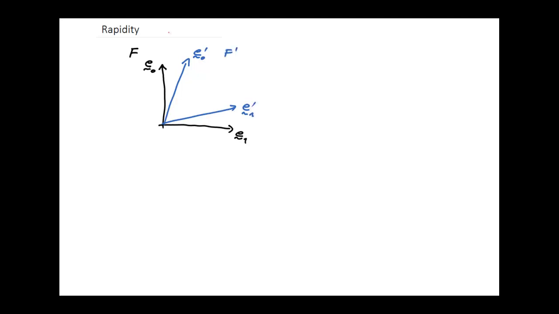Let's now consider an object that is co-moving with the frame F primed. So we have an object that relative to F is moving with a certain velocity, and it's the same velocity with which the frame F primed is moving. So the world line of our object is parallel to the basis vector E0 primed.